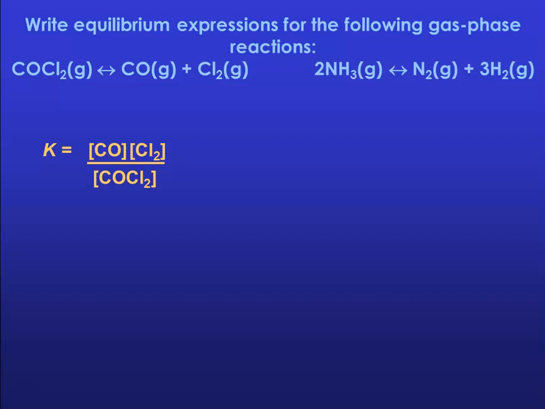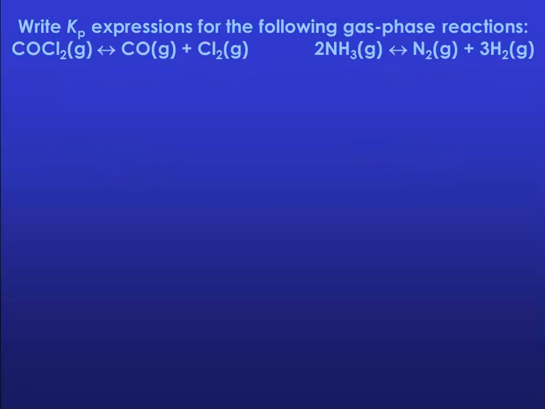On the right side there with the ammonia decomposition, you do see coefficients with ammonia and hydrogen. So you would still take the concentration of nitrogen and you would still take the concentration of hydrogen, but you need to cube that one, and then you would divide it by the concentration of ammonia squared. And again, if any of those reactants or products had been solids or liquids, they would not be included in your equilibrium expression.